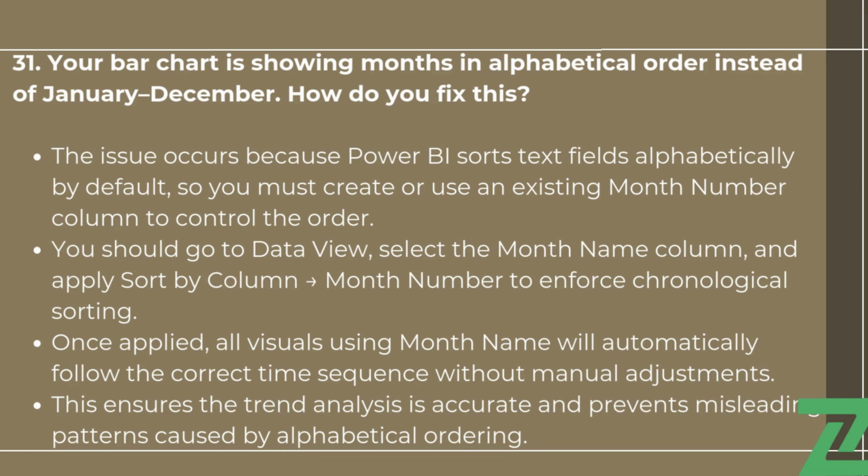To correct this, use a month number column. Go to Data View, select the month name column, and choose Sort by column. Then select month number. After applying this sorting rule, every visual using month name will follow the correct chronological order automatically. This ensures accurate trend analysis and avoids misleading patterns caused by alphabetical sorting.